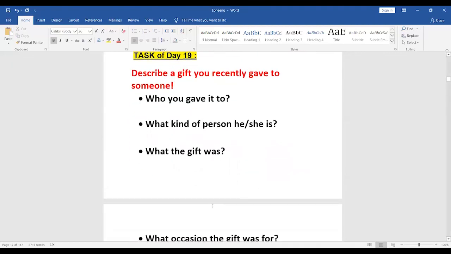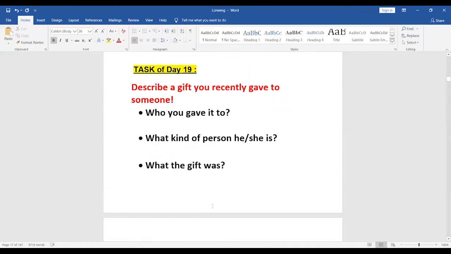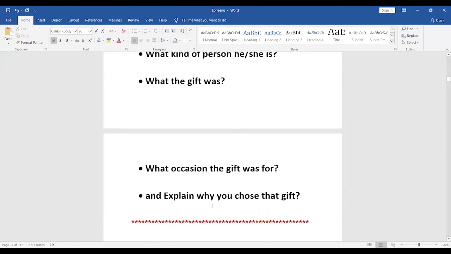And today is day 19. We want you to describe a gift that you have recently given to someone. So describe a gift you recently gave to someone. A few pointers for you if you don't know what to talk about. You can say who you gave it to. You can say why you gave it, as in what was the occasion. You can say what kind of a person he or she was to receive such a gift from you. What was the gift? How expensive was the gift? You can also say what the occasion was and explain why you chose that particular gift.